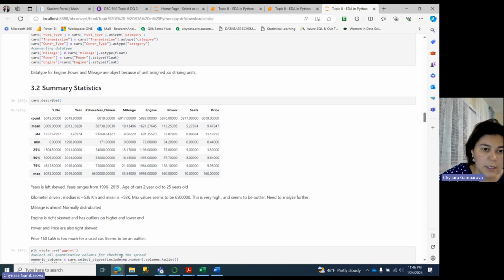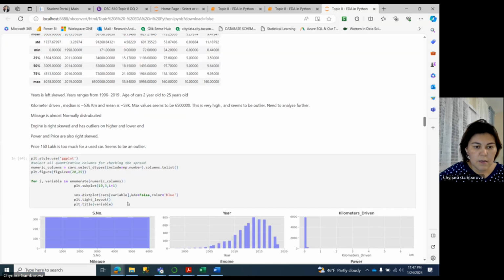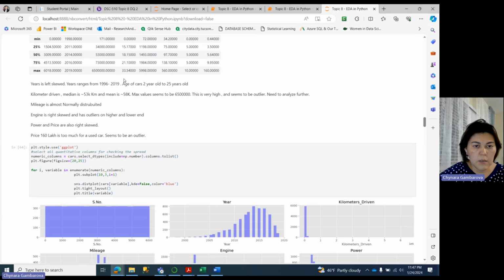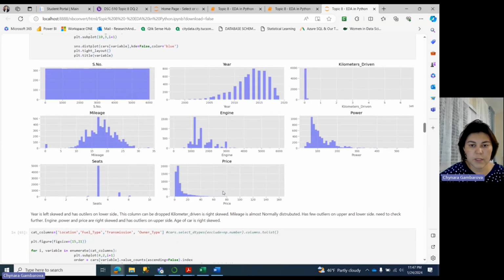Next, we have summary statistics. Again, it is the same as previous. We were looking at the distribution of the data, and what we are doing next is trying to understand the distribution via graphical representation. And here, as you can see, our year is skewed to the left.